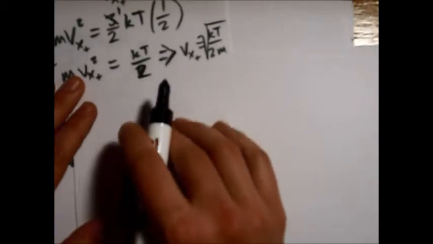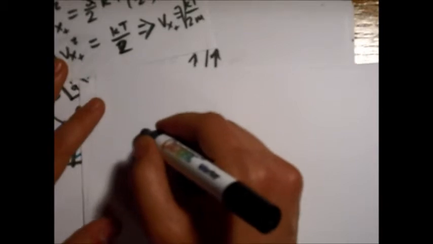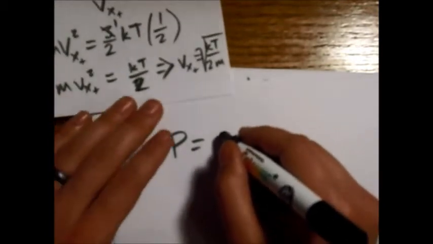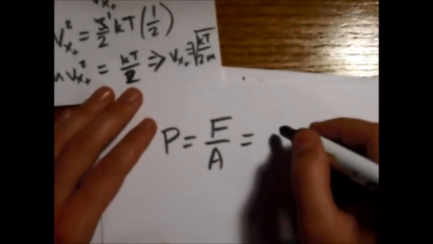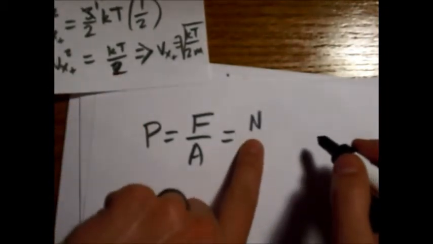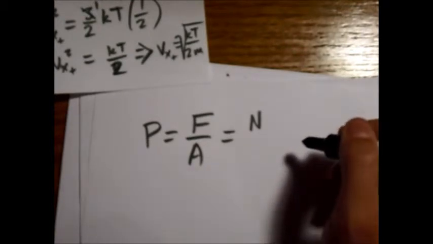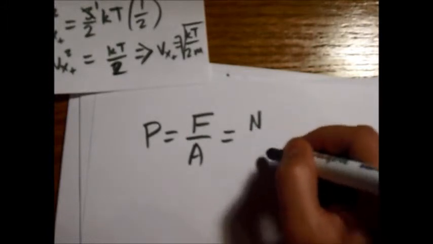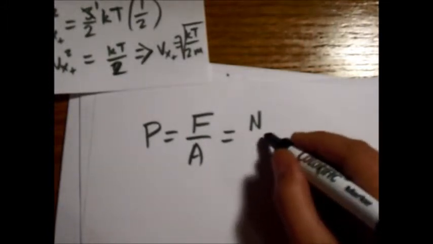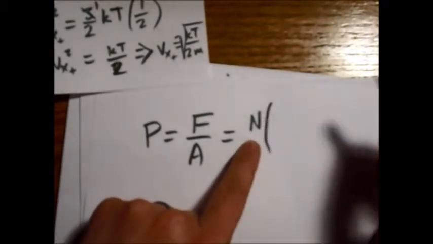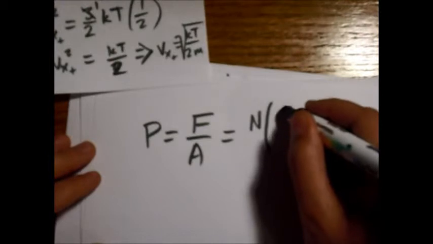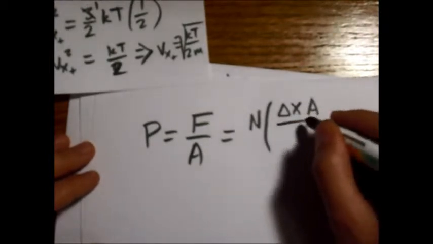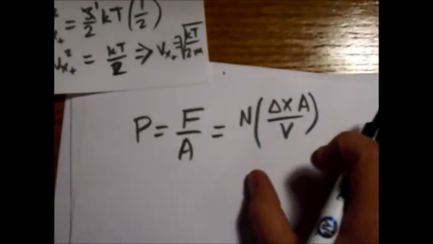So let's look at the pressure. We know that's the total force over the area, and the total force is going to be equal to the number of particles inside this little box. So that's going to be N, and then a ratio of the volume of the box over the volume. So that's delta x times A over V. So that's the number of particles inside our little box.